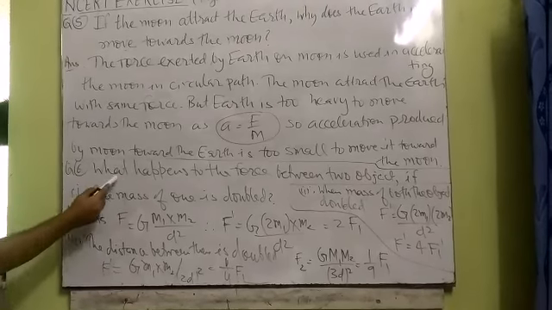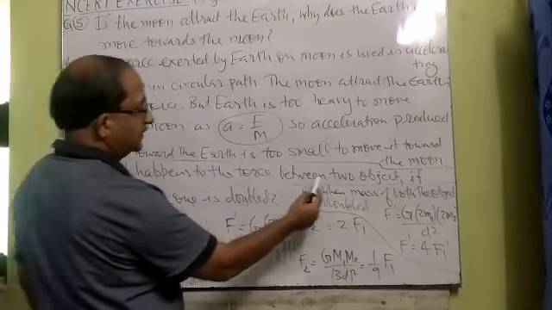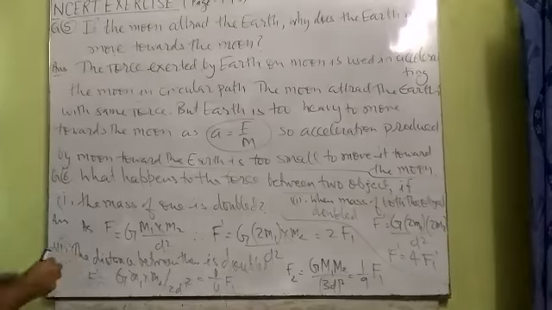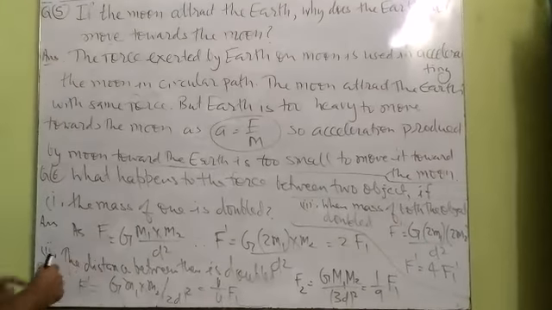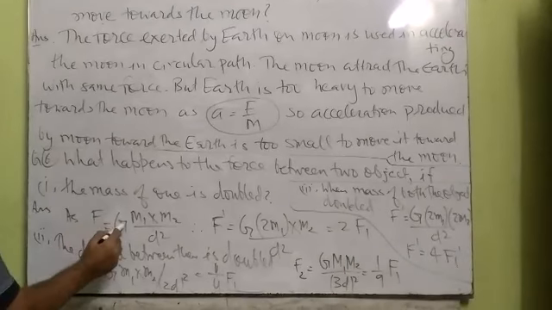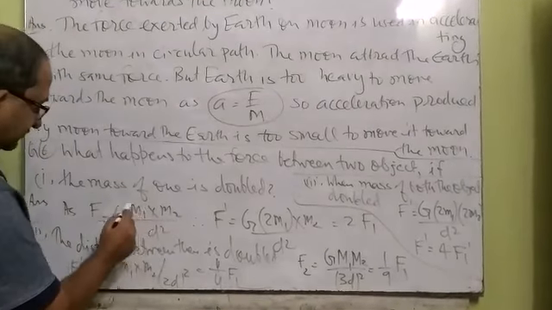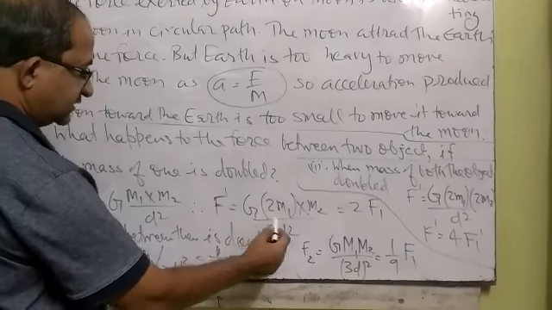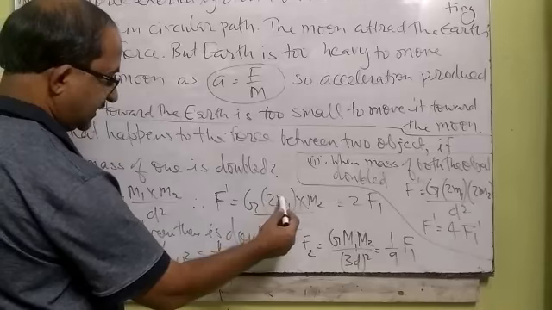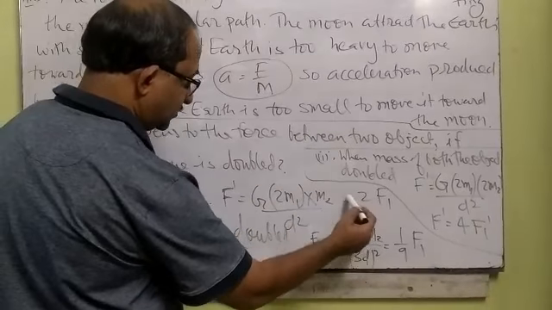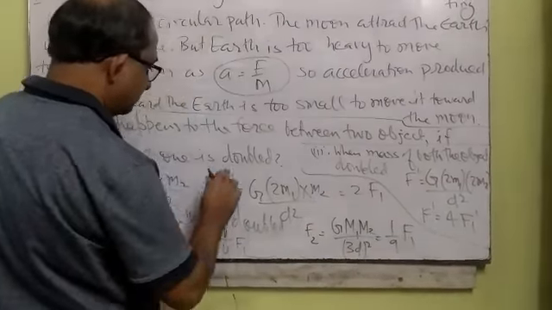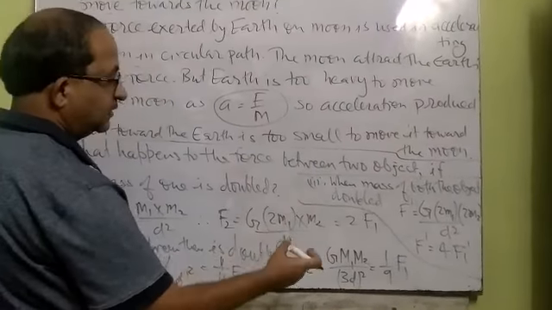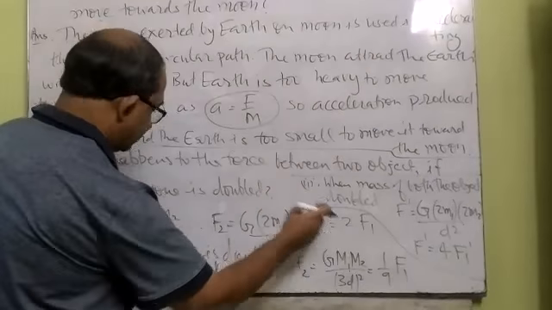Now next question. What happens to the force between two objects if the mass of one is doubled? Since the original force F is equal to G m1 m2 upon d square, if one of the masses is doubled, instead of m1 we will write 2 m1. In this way, the expression becomes 2G m1 m2 upon d square, which is twice the original force. Means F2 is twice the original force. So when the mass of only one object is doubled, the force becomes double.